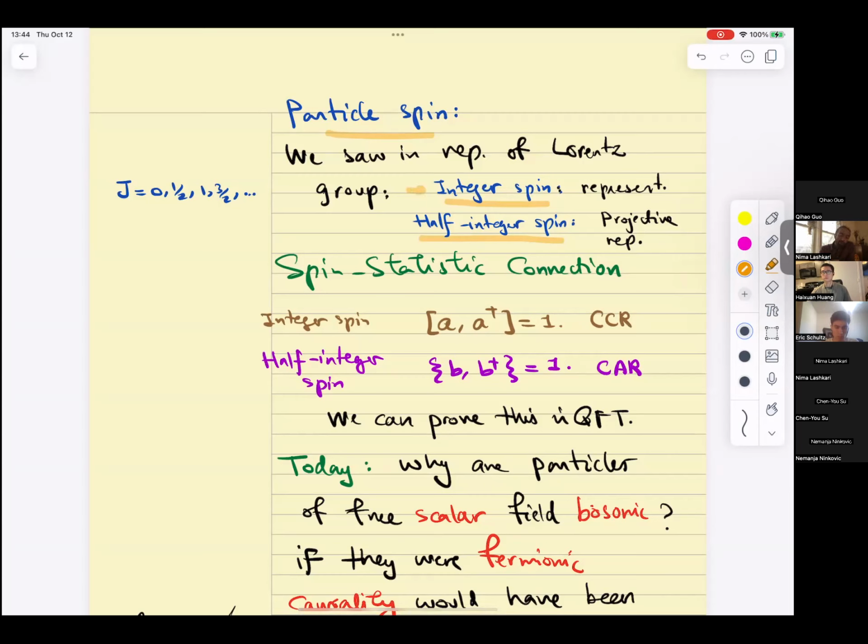We ended up with integer spins as representations and half integer spins as projective representations, right? So these were all the options that were allowed. This is the notion of spin.